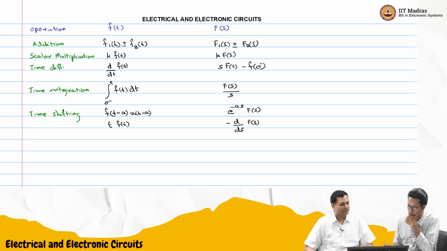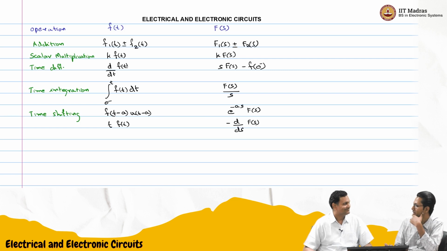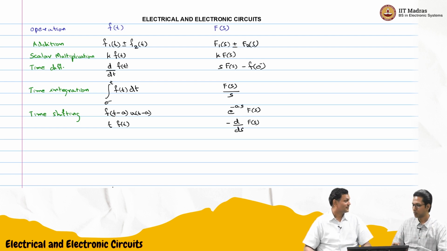Oh, this is just multiplying a function by a ramp, right? That's all it is. Correct, yes. So I think most of the operations are there. But then I was referring to some textbooks. There is something called the initial value theorem, the final value theorem, etc. Okay, because that seems to be quite useful.